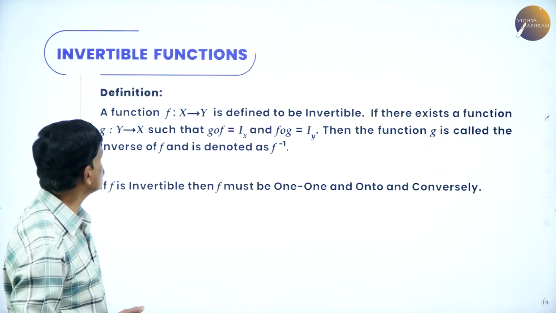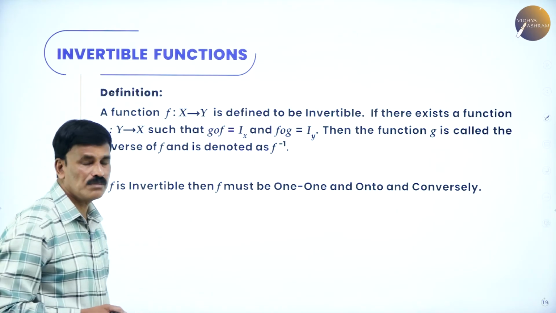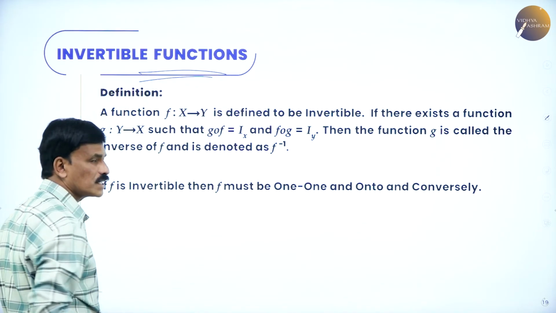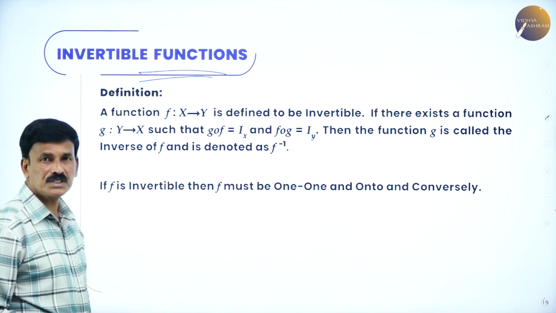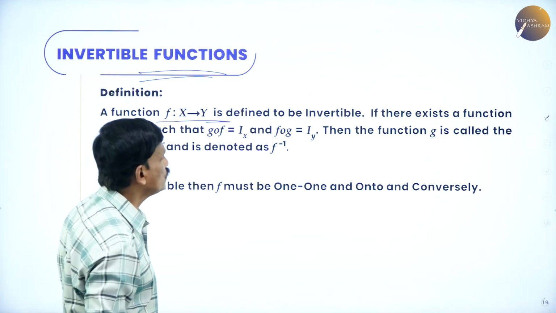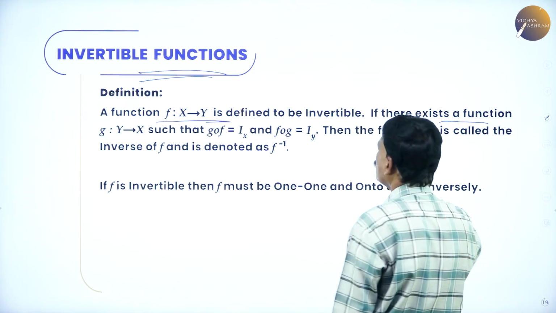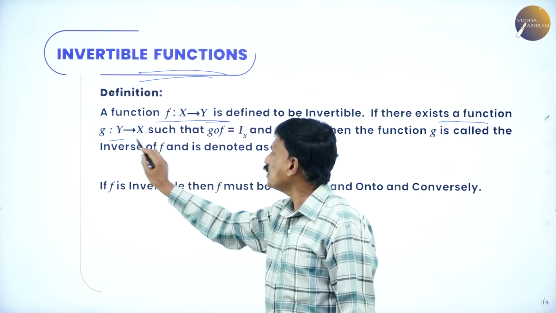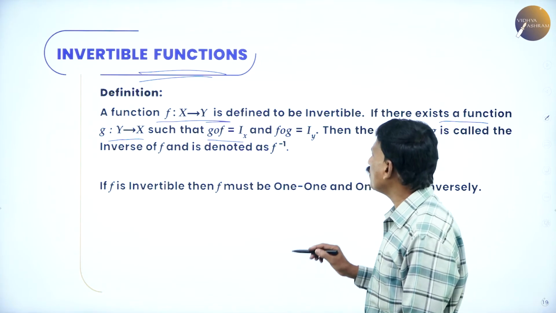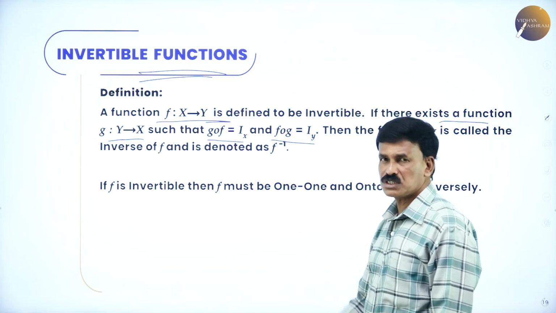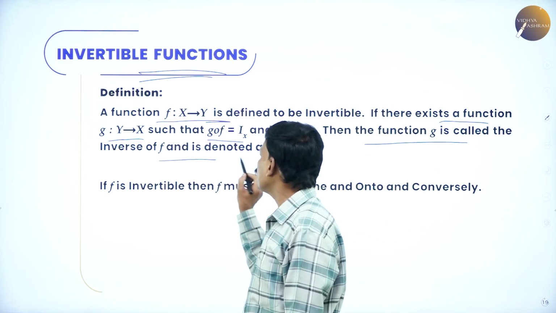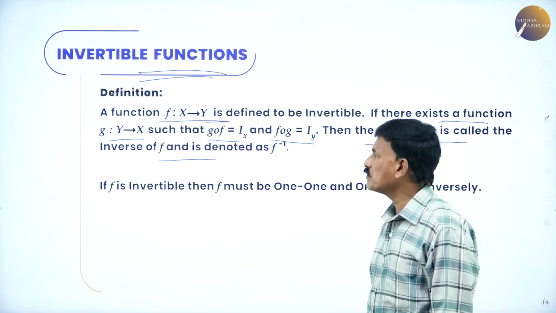Now, let us come to the next very important concept, that is the invertible functions. So, invertible function. What is the definition? A function f from X to Y is defined to be invertible if there exists a function g from Y to X such that g naught f is equal to I of X and f naught g is also equal to I of Y, then the function g is called the inverse of f and it is denoted as f inverse.